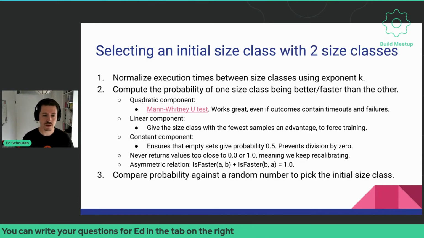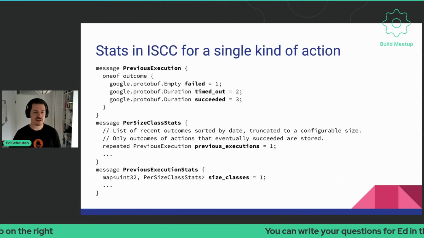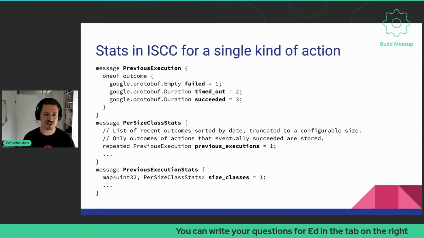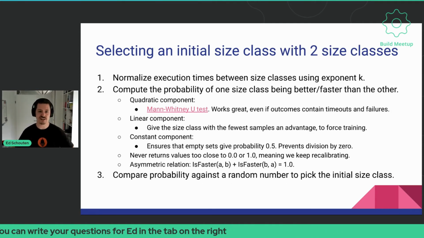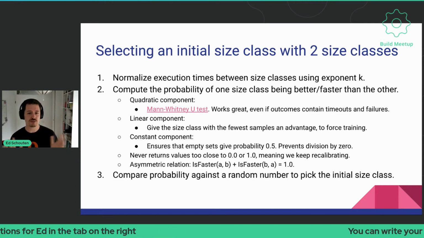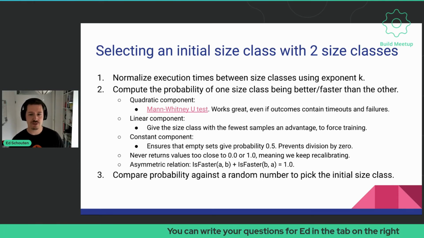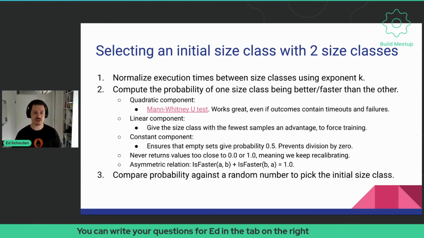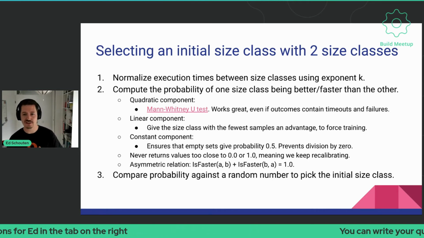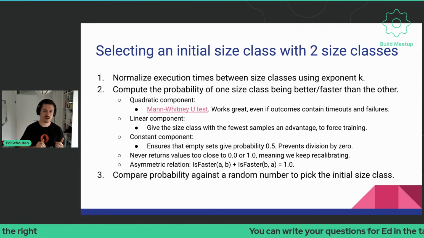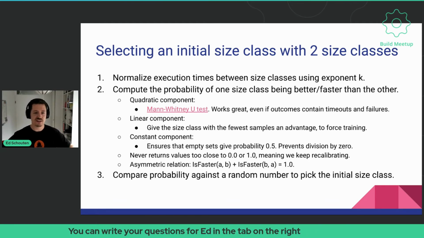So the question is, given the results, given data sets for two different size classes, how do we pick the right size class? So only looking at the case where I have two size classes, what I eventually came up with, what turned out to be a pretty good heuristic, is that we take the execution times on those size classes and we correct them using that exponent k that I gave on the previous slide. So we end up with these quasi durations.